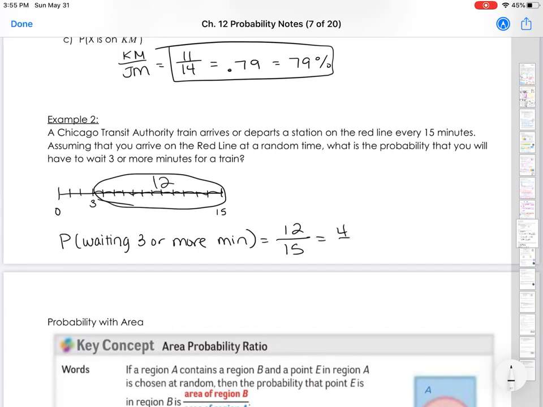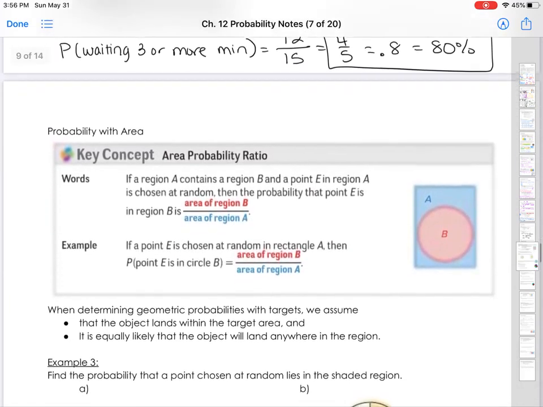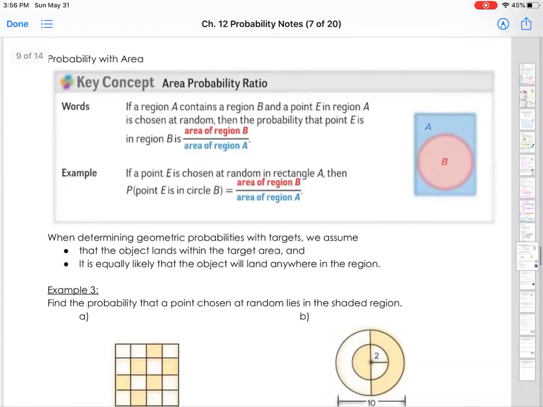So if we say that this entire line is 15, this 3 or more looks like this should be 1, 2, 3, 4, 5, 6, 7, 8, 9, 10, 11, 12 spaces long. So 12 over 15 would be 4/5, which is 0.8 or 80%.